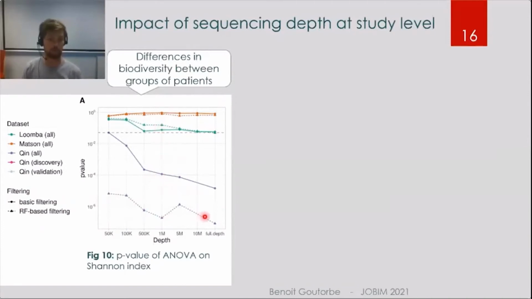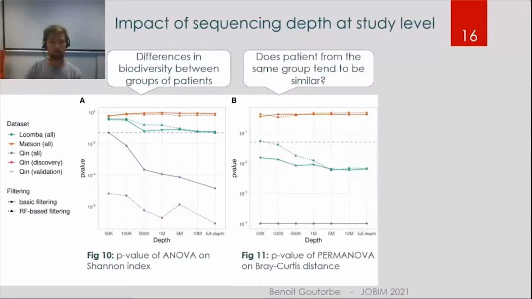And what interests us in the main place is the effect of sequencing depth, and we can see that the p-values are relatively not impacted by the sequencing depth, down to 500 reads per sample. The second test tries to see if two patients of the same groups tend to look alike more than two randomly picked patients. So it's called a PERMANOVA, and it's based on Bray-Curtis distances.